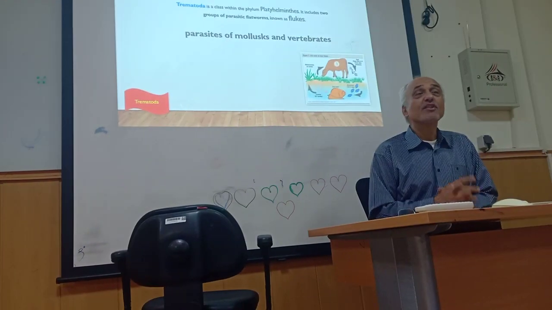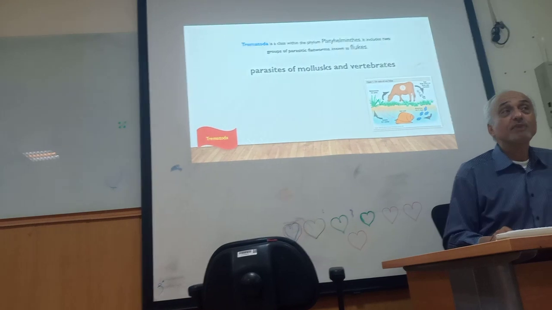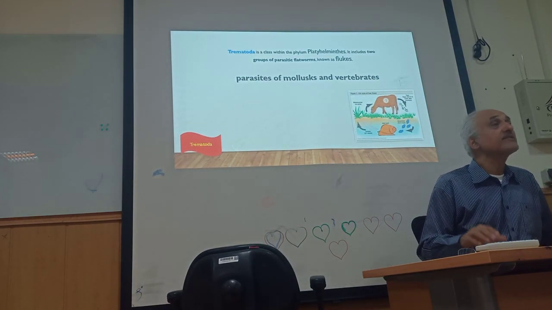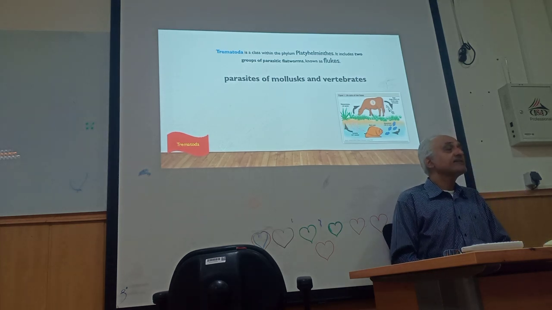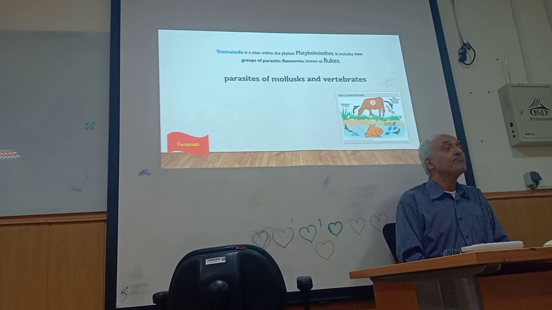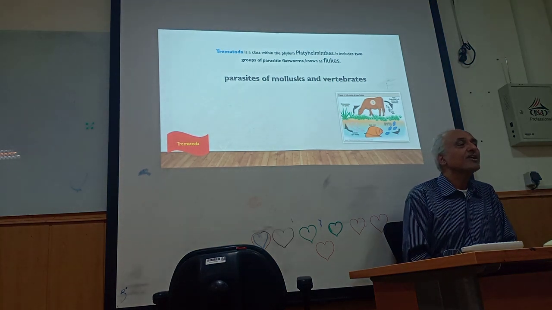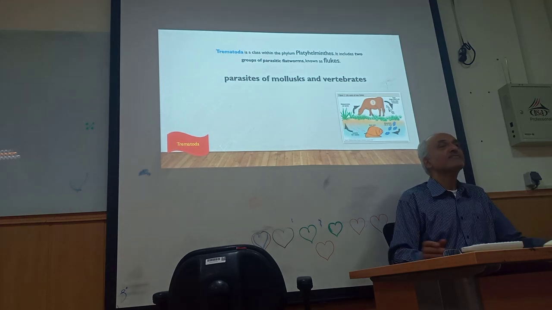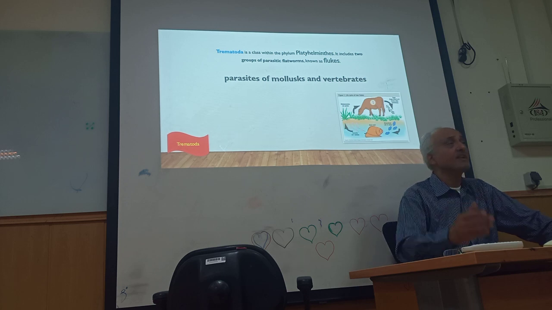And cestodes, although we have acanthocephalans as well. But today we will talk and discuss trematodes. Trematoda is a class within the phylum Platyhelminthes. It includes two groups of parasitic flatworms, known as flukes: blood flukes, or for instance, intestinal flukes.